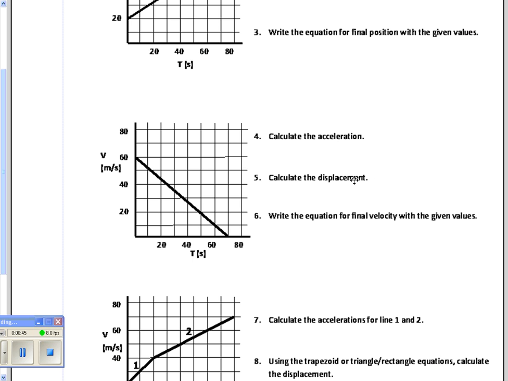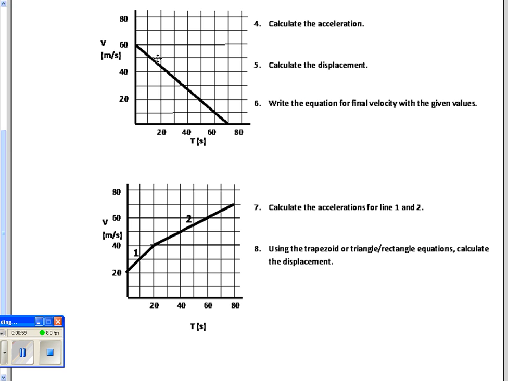The second thing you need to know is that the area underneath the graph of a velocity versus time graph is displacement. So if I'm asking for displacement, again, I'm really just having you calculate area. Okay, first up, we need to figure out acceleration, so we're going to figure out the slope.